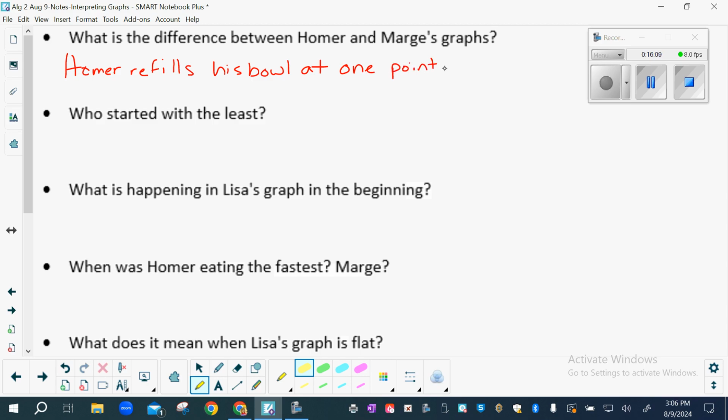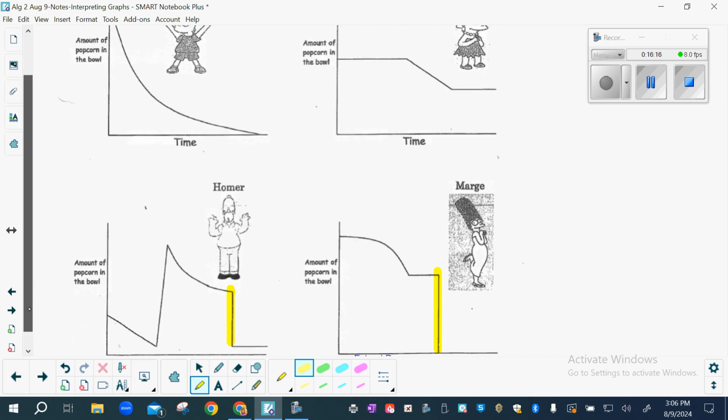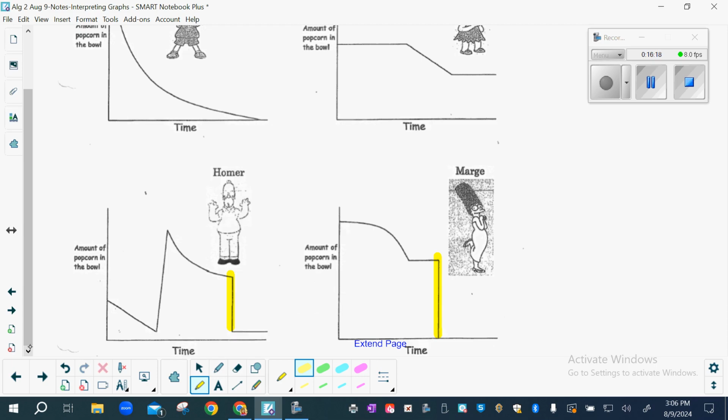Then there's also on Homer's, he's eating, I've got to look back at the graph. He's eating at a consistent speed here. He refills it. And then what's happening here? So what kind of speeds does he eat at here? Fast and then slow. And then what about hers here? Slow then fast. So one is fast, slow, one is slow, fast.